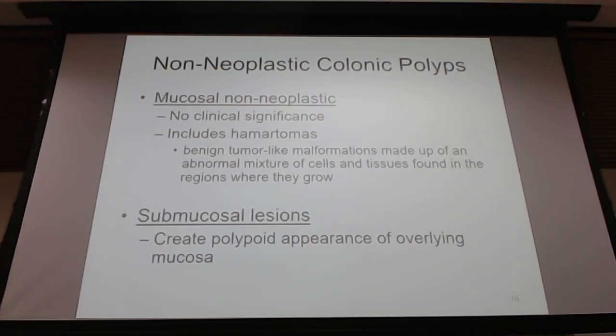And then we have these non-neoplastic ones. And then they use these awesome words like polypoid, which is just a medical term describing a growth or lesion that resembles a polyp. Like, that's super intuitive, but those usually protrude from the mucous membrane or the surface. So just be aware that these other ones are benign tumor-like malformations, a mixture of cells and tissues found in the region where they grow.